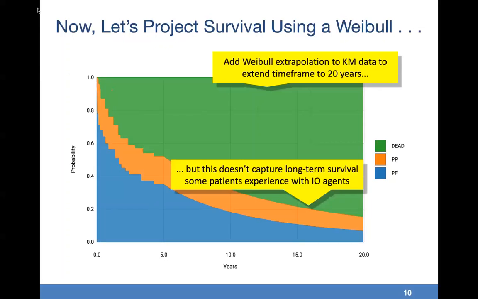So now we can project survival from that Kaplan-Meier using a Weibull distribution. We'll take it out to 20 years. But this is still not quite right for our immunotherapy agent. The survival at the tail is a little bit too low. So it doesn't really capture the long-term survivals that you can sometimes get with those IO agents.